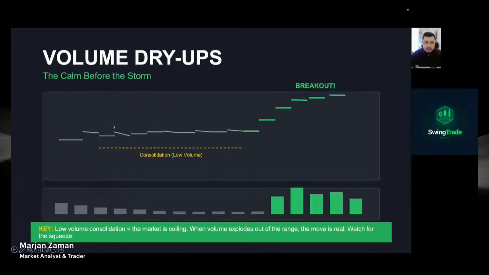Next, we have volume dry up. So when you're actually consolidating sideways for some time, and the volume is very low, you can expect that there is going to be some kind of breakout. The institutions are going to decide that maybe we've made a floor or we're unable to continue higher and we're going to have to drop. So again, when you see a low volume for a consistent amount of time, then you can expect a big move. So you can potentially position yourself better.